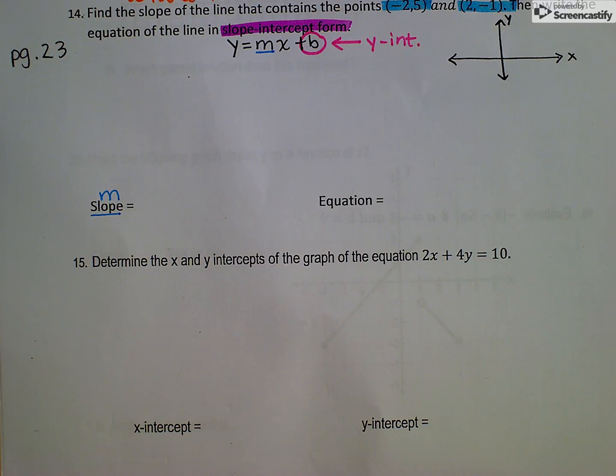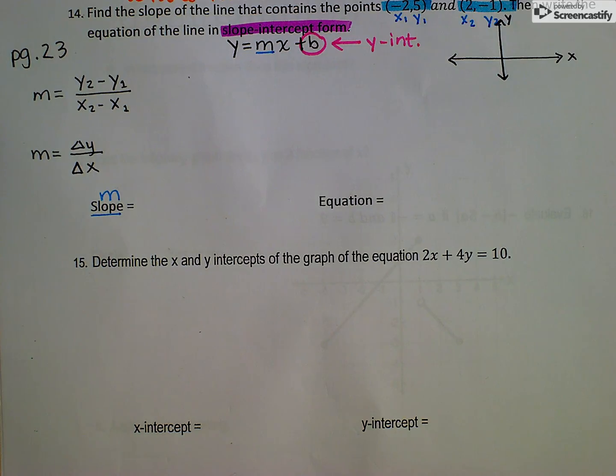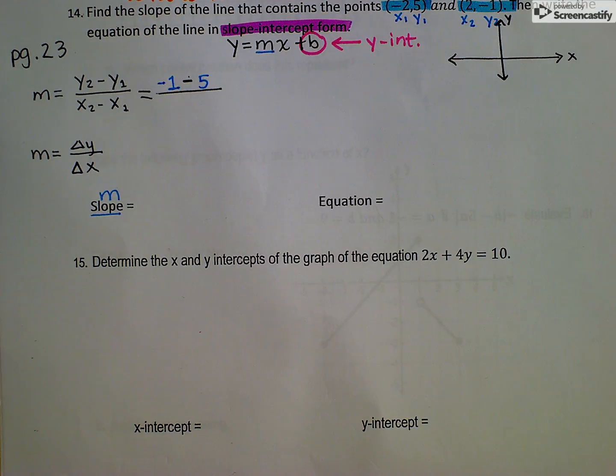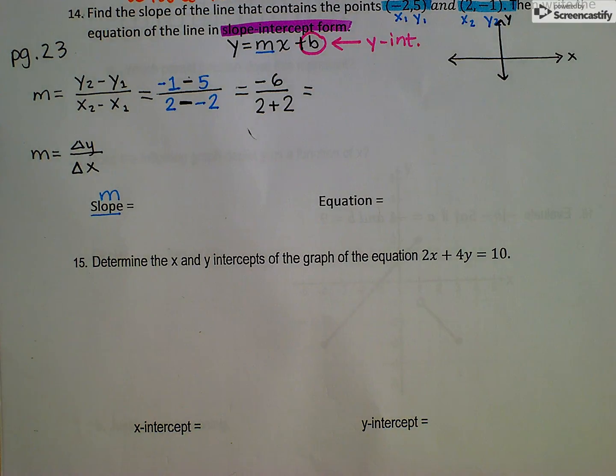You could also use the formula for slope or build a table to find the change in y over the change in x. I'm going to start with the first formula, and let's start substituting our y sub 2 minus our y sub 1. And let's go ahead and repeat with x sub 2 minus x sub 1 and simplify. Up at the top I have negative 6, and 2 negatives will become a positive, leaving me with negative 6 over 4, which can be reduced to negative 3 halves.